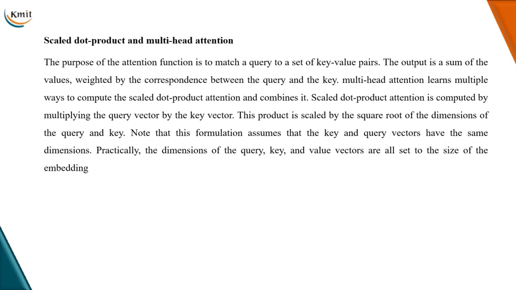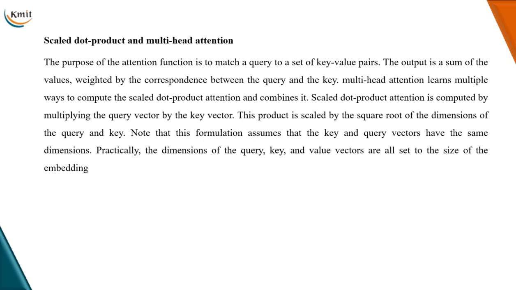Next, I would like to talk about scaled dot product and multi-head attention, as you have seen in the image above. The main purpose of this attention function is to match a query to a set of key value pairs. We know what the attention mechanism is, right? So we generate key value pairs, compare them with the query using attention heads, and generate the attention weights. The output is the sum of the values weighted by the correspondence between the query and the key. Then we use multi-head attention, which learns multiple ways to compute the dot product attention and then combines them.